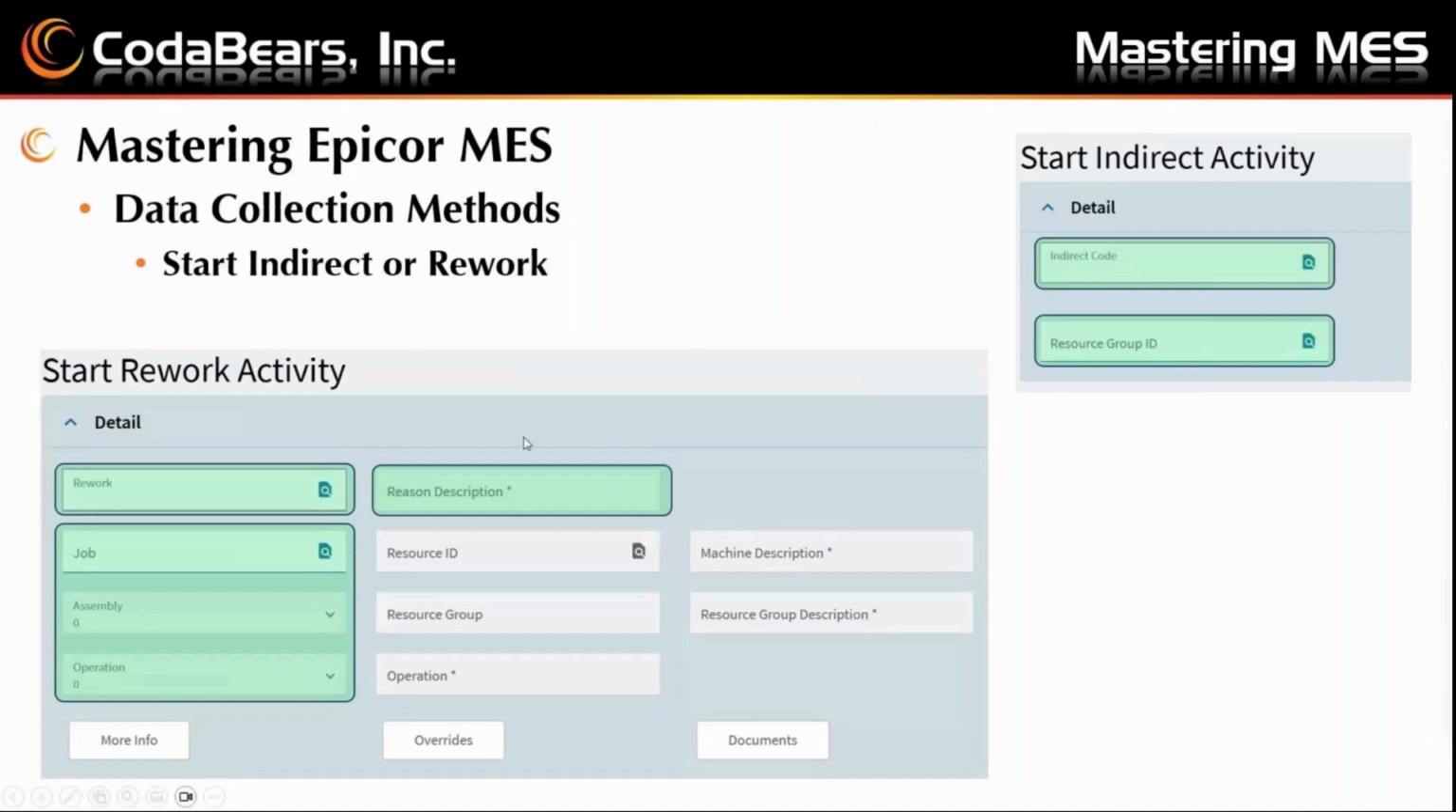For starting a rework, they have to tell me the job, assembly, and operation, and then what they're doing for rework. Why do they have to do it? So if we need to track at the end of the job why we had so many rework hours, I need to know why they were doing it. They have to put a description in there and pick this.